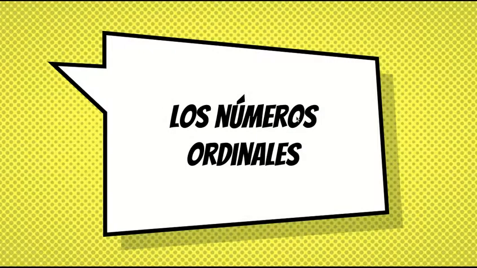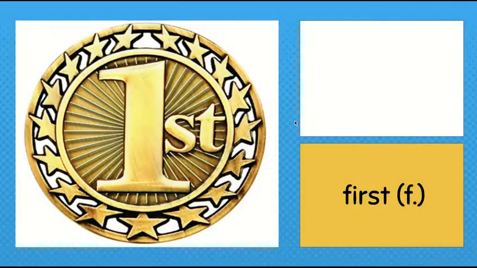Next up, we need to go over los números ordinales, which is ordinal numbers. And if you've ever thought about the numbers that you've learned in Spanish so far, you should know that you don't necessarily know how to say first, second, third, fourth, fifth if all you've already learned how to say is uno, dos, tres, cuatro. So now what we're going to do is learn how to say the ordinal numbers, which are words like first and second and third. So let's go ahead and look at those very quickly.